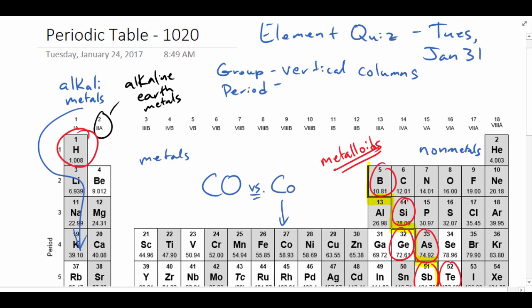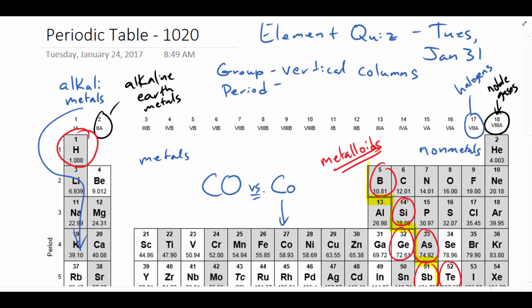And then if we skip over to group 18, these here we refer to as the noble gases. And then the elements of group 17, these here are called the halogens.